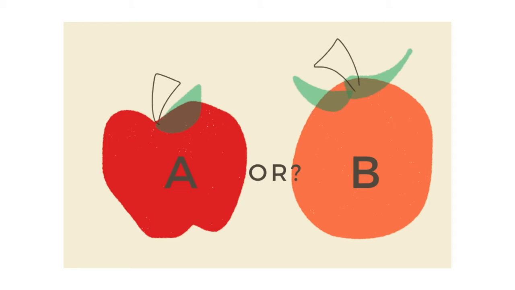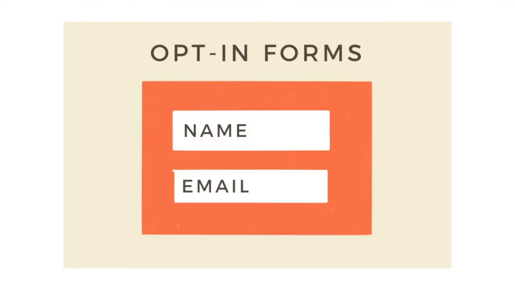For this video, we're going to be talking about A/B testing as it relates to opt-in forms on your website. An opt-in form is where someone can put in their email address or their name and their email address to be added to your email list so you can communicate directly with them later.